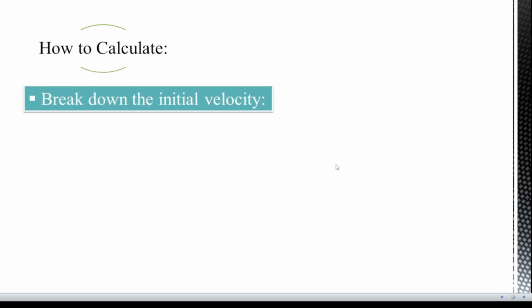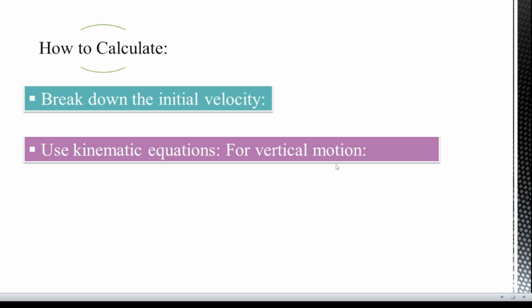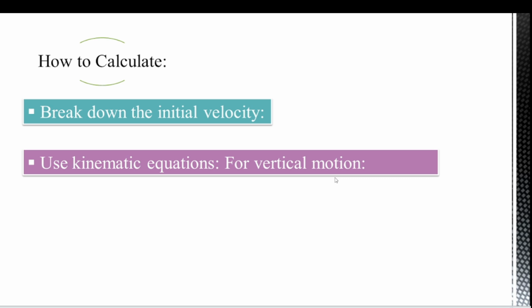How to calculate? To calculate the range, the maximum height, the total time, we have the initial quantities. The first important thing is we have to break down, we have to decompose the initial velocity into its x as well as its y component. This is very important to us. And another very important thing is we have to use the kinematic equations for vertical motion to find the h maximum and the total time. We have to refer to the kinematic equations.